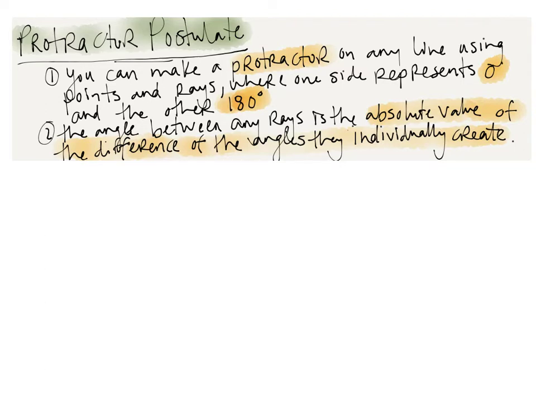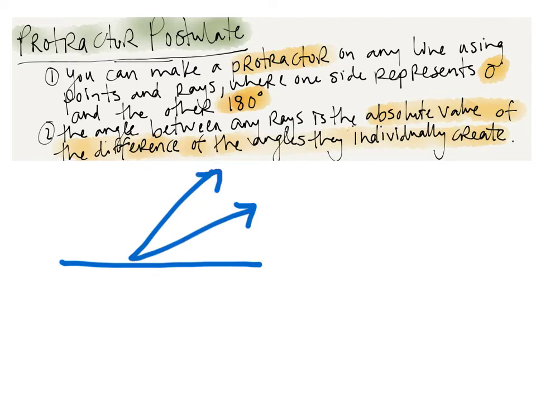The scariest part of the protractor postulate is this part right here, I think. So here's what I get from this. Let's say I have two rays on the protractor that I've created here. This angle is 40 degrees from 0 up to here. And from here to here, this creates a 25 degree angle. So all it says is that I can find the measure of the angle in between by subtracting the two.